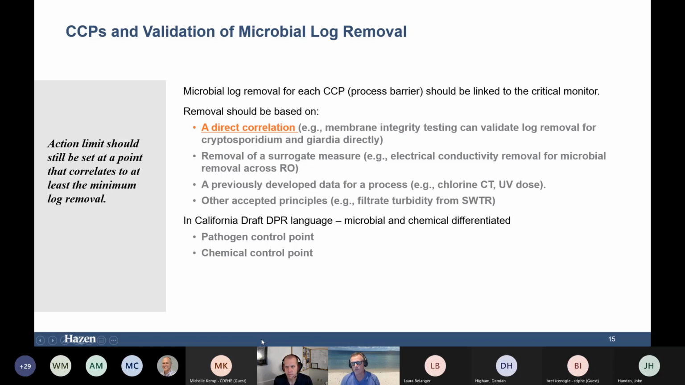So those of you that are familiar with microfiltration will know that there is a direct membrane integrity test that we can use that can give us log removal for Cryptosporidium and Giardia directly. But there are some treatment processes by which we don't necessarily have that direct correlation. So we use a surrogate measure.